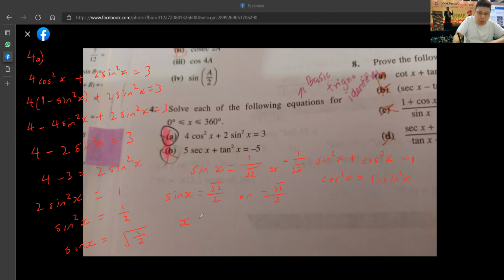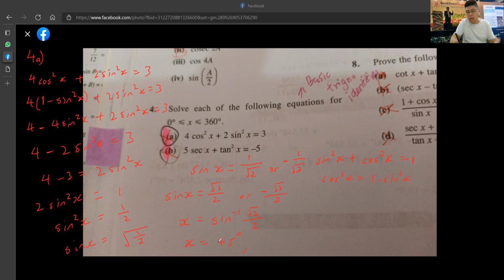So your x will then be equal to sine inverse square root 2 over 2. So this will be the basic angle. Sine inverse square root 2 over 2, you will then have 45 degrees. So 45 degrees is your basic angle. So if your basic angle is 45 degrees and x is between 0 and 360, and you have plus and minus, therefore all 4 quadrants are involved.